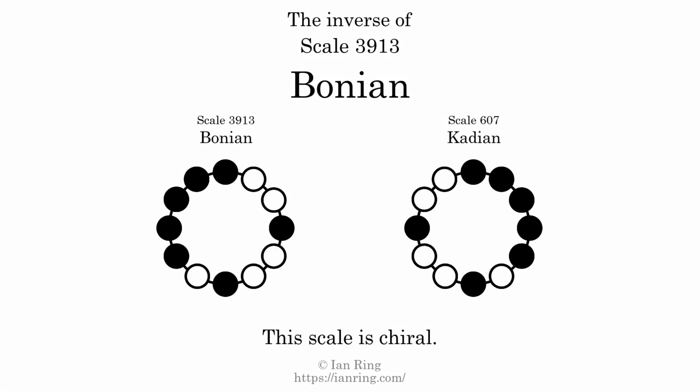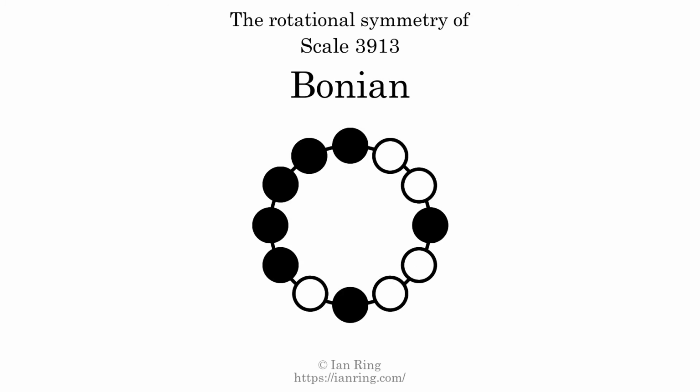The inverse of a scale is a mirror image. It is what you get when the sequence of intervals is reversed. The inverse of this scale is scale 607, also known as Cadian. This scale is chiral. It cannot transform into its inverse by rotational transformation. This scale has no rotational symmetry.